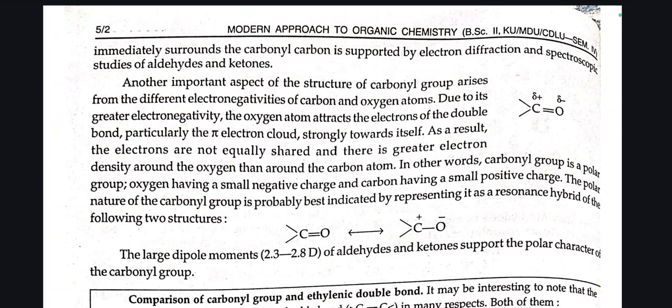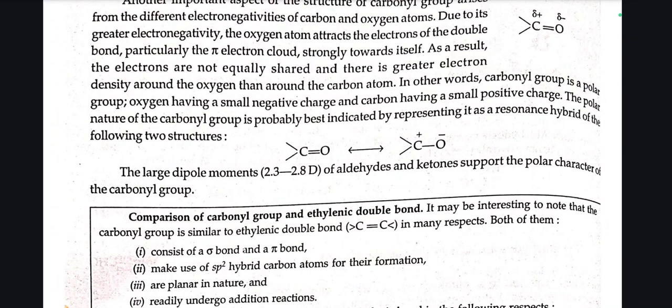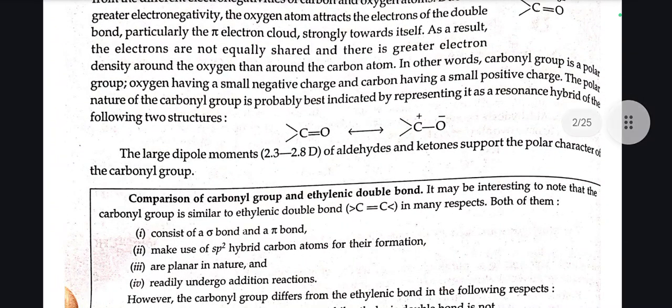The polar nature of the carbonyl group is probably best indicated by representing it as a resonance hybrid of the following structures. The large dipole moments, 2.3 to 2.8, of aldehydes and ketones support the polar character of the carbonyl group.